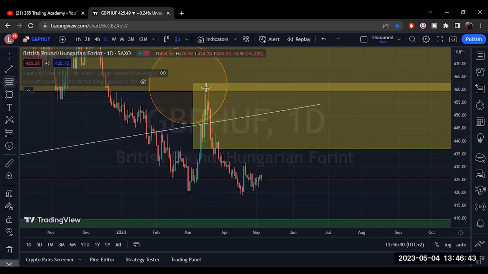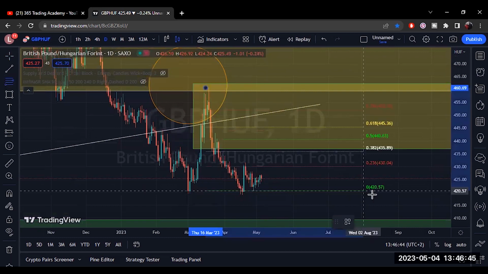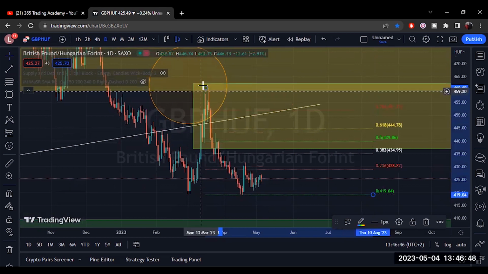Where would price go first? Right, so that would look something like this. Bearish Fibonacci would look something like this.